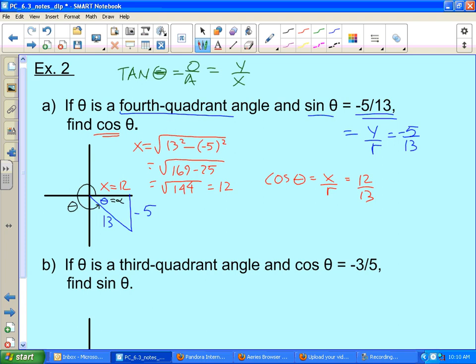Y over X is a little different, right? I can't just look at quadrants and see Y over X. Well, I kind of can. Let's look at quadrant 4. What's the value of Y in quadrant 4? Positive or negative? What's the value of X in quadrant 4? So Y over X would be a what? Quadrant 4 tangent. Negative. Exactly. You guys are kind of jumping ahead there, but that's okay.